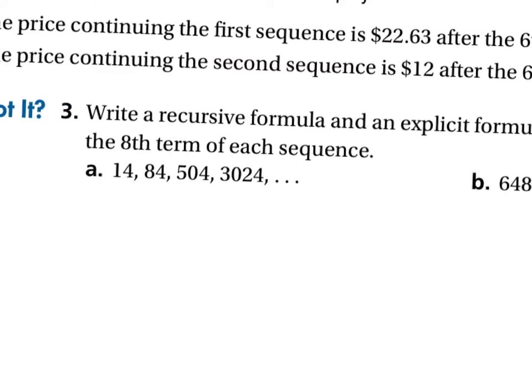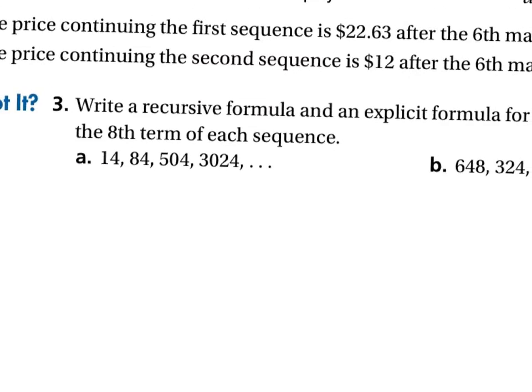So if we look at the got it 3, again, we are just going to be looking for the explicit formulas here. And they want us to find the 8th term of the sequence as well. So there's 2 parts. One part is find the formula. After you found the formula, then we're going to find the 8th term.